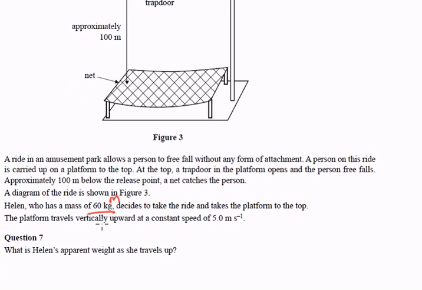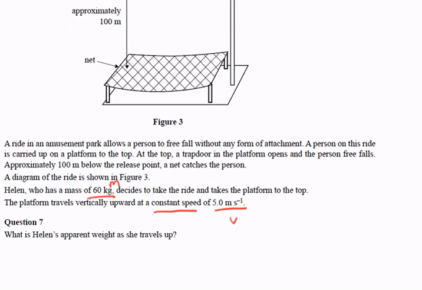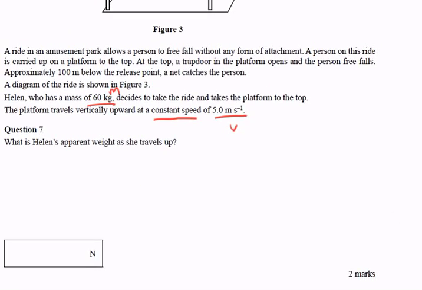And the platform travels up at a constant speed, 5 metres a second, constant speed. Right. What's Helen's apparent weight as she travels up? So the way I see it is that the normal force on someone, and some teachers call it the reaction force, but the normal force is your apparent weight. So we've just got to work out what's Helen's normal force. In this case, as she travels up at a constant speed.